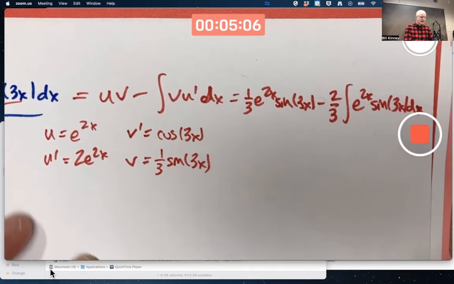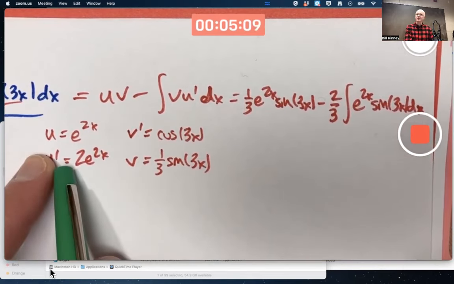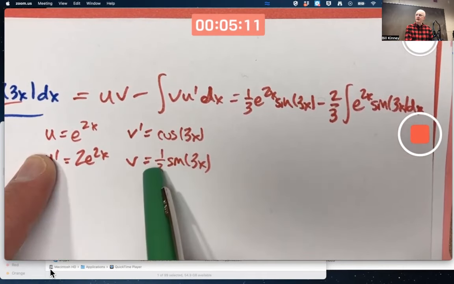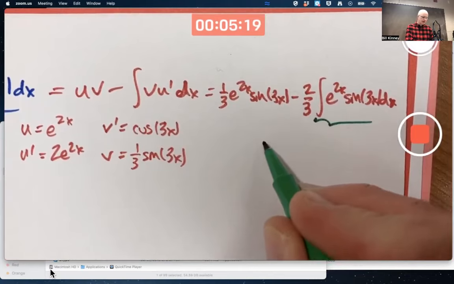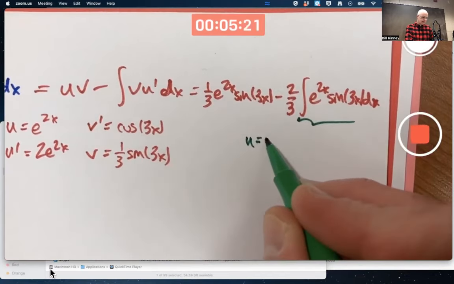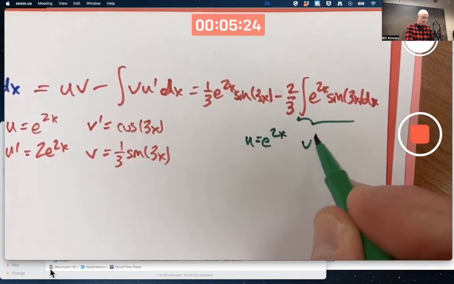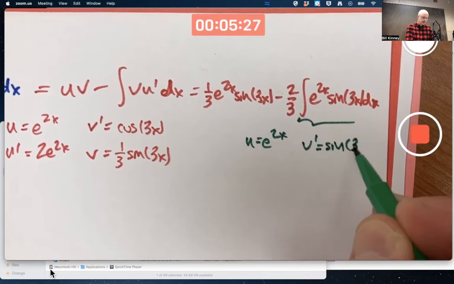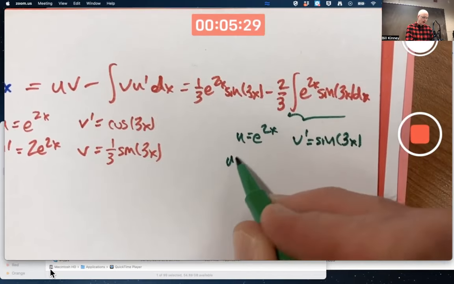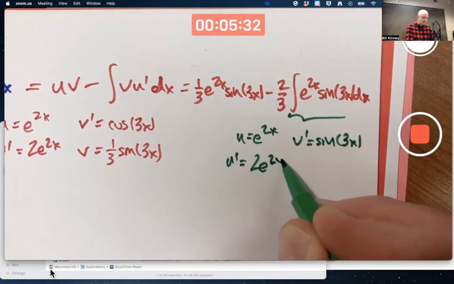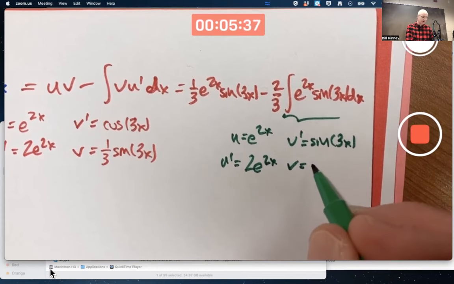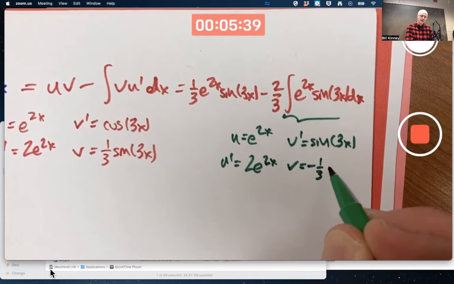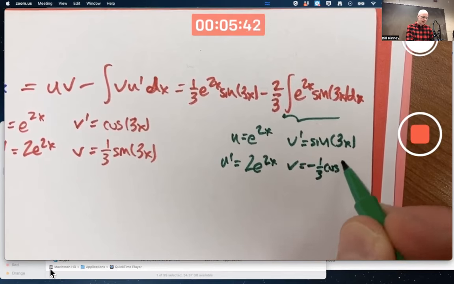Do it again, but be consistent. If I've let u be the exponential function and v prime be the trig function in the previous integration by parts, do the same thing again. For this integral right here, let u be e to the 2x, v prime be sine of 3x. Once again, find u prime and v. A little extra tricky here. Integrating sine gives you negative cosine, and we also will have a 1/3. So we'll get a negative 1/3 cos 3x.